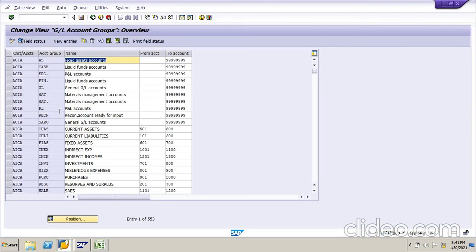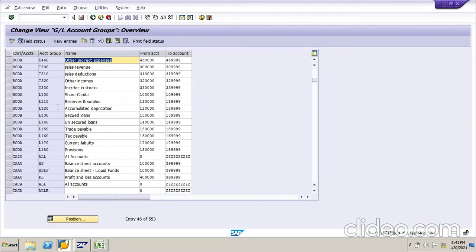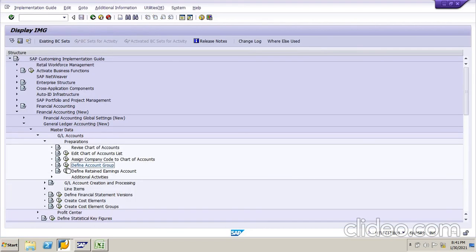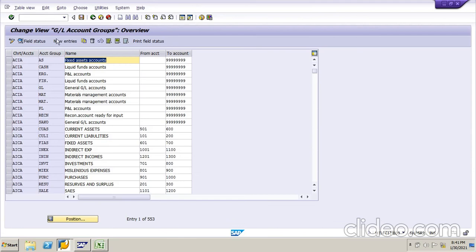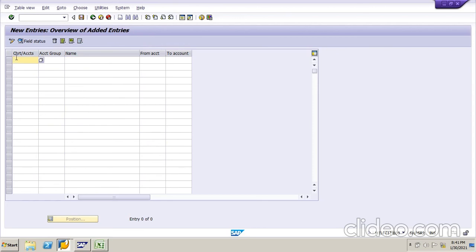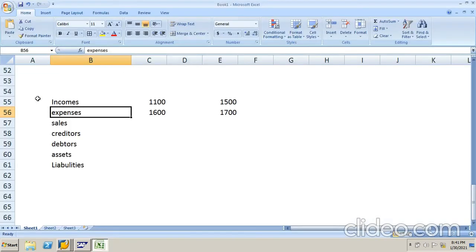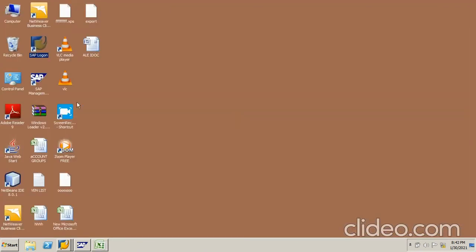See here. Click on define accounts group. Here click on new entry. See here, it is showing chart of account, accounts group, name, from account to account. So what is our chart of account? DOCA. So this is our chart of account. Okay, so already I have something, I will open that.